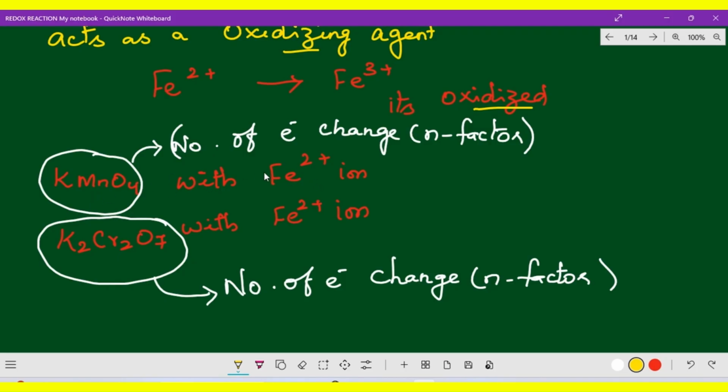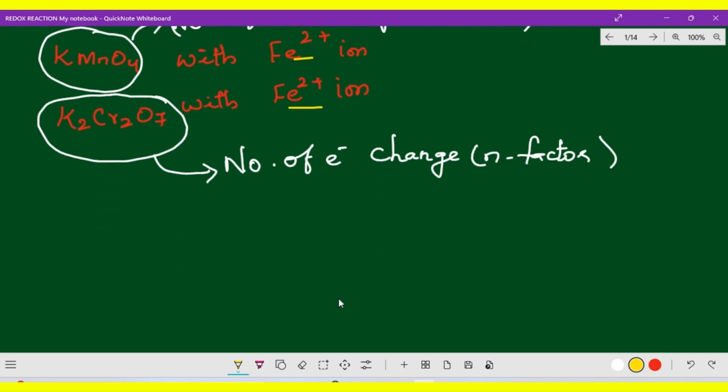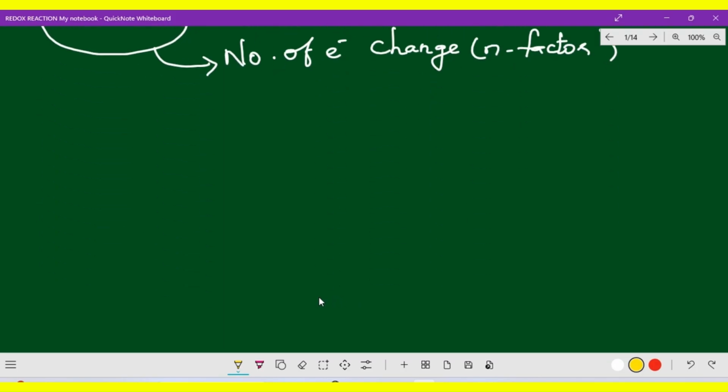So KMnO4 with the Fe2 plus ion, and K2Cr2O7 with the Fe2 plus ion, right? That is what I just mentioned. So the number of electrons change, that is the N factor, we have to identify, that is called the ratio of moles they are mentioning. Right now here, KMnO4. Like the ionic change, we can take it as MnO4 minus, which gives Mn2 plus. So MnO4 minus is converted to Mn2 plus.